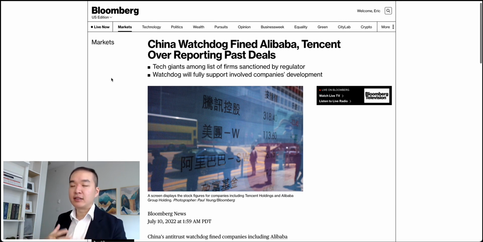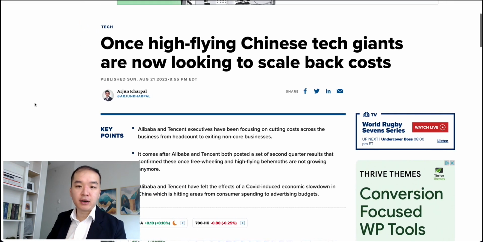The crackdown is still not over. China is still having a very tight leash on the technology industry, which is obviously hampering its growth. Now, here you can see August 21st, 2022, which is just last week, much closer to where we are today. They're looking to scale back and cut costs.